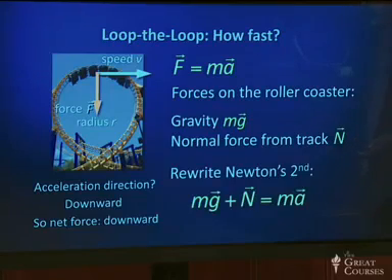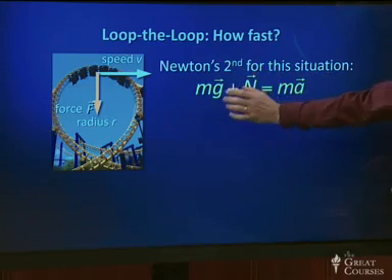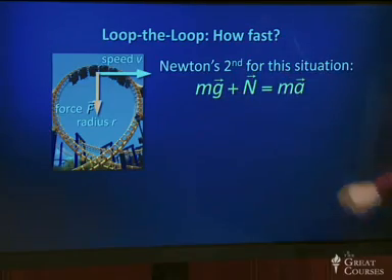So I'm going to rewrite Newton's second law with those two physical forces identified. Gravitational force, mg, normal force, n, and that's equal to the mass times the acceleration. The left-hand side, the real physical forces. The right-hand side, the mass times the acceleration. So here we are, Newton's second law for this situation: vector mg plus vector n is m vector a.